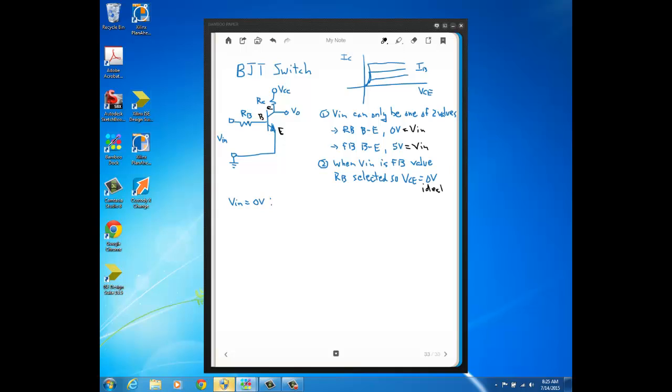So by picking an RB value, I have the ability to change what the base current is, and if I can change my base current, that will cause a corresponding change in my collector current, and that will affect this voltage collector to emitter, because the amount of current through this resistor determines the voltage drop across that resistor, and VCC here is a fixed amount. So by varying this drop across the collector resistor, I'm also affecting this collector to emitter voltage.